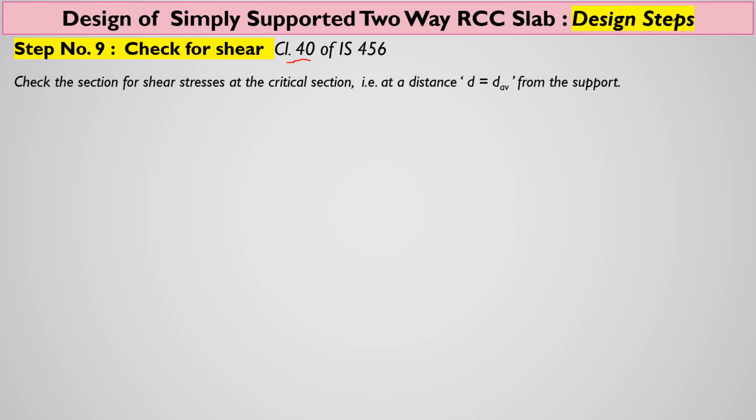Now after check for deflection, in step number 9 we have to apply the check for shear. Again you can refer to clause number 40 of IS 456, and the check for shear stresses is always taken at a critical section, and the critical section is at a distance equal to the effective depth. Here, this effective depth will be the value of average depth which we have calculated in the previous steps, and that means we have to locate the critical section at a distance d, termed as d average, from the face of the support.